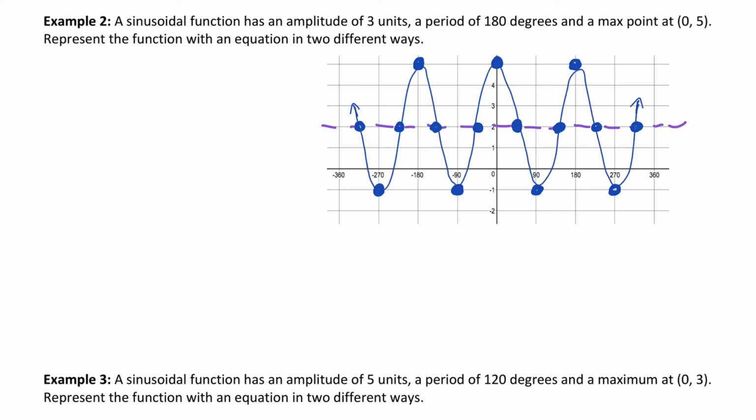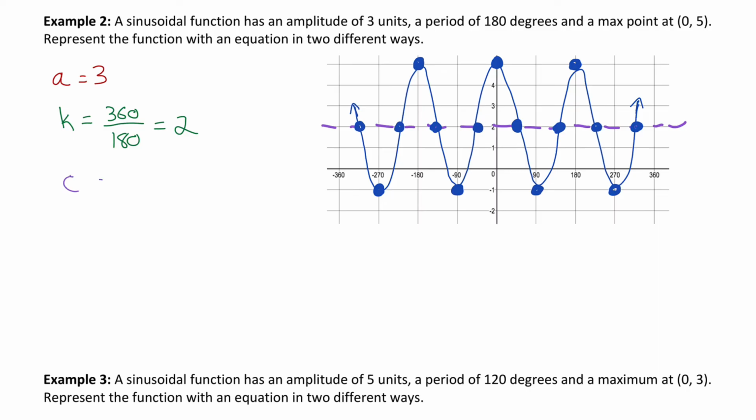And now to write the equation, I just need all of my parameters, a, k, d, and c. It's actually going to be quite easy to calculate these because the question tells us the amplitude is 3, so I know my a value is 3. It tells me that the period is 180, and I know I can get the k value by doing 360 divided by the period. So 360 divided by 180 is 2.